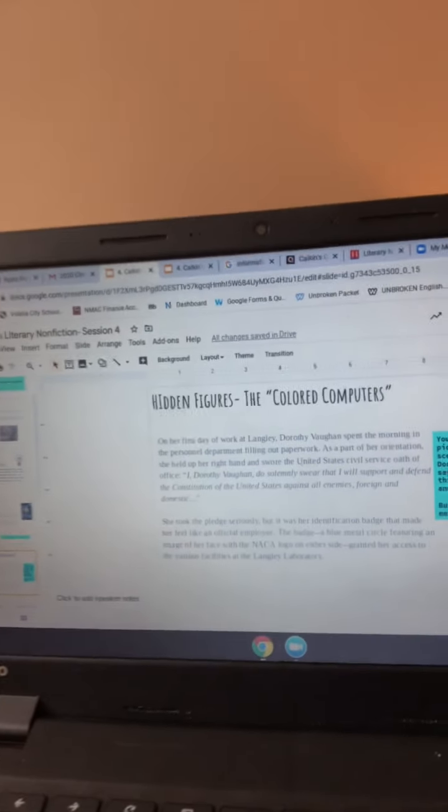In Hidden Figures, the story about the African American women who helped launch people into space, this first part is talking about Dorothy, the main character. She's filling out paperwork. She's getting sworn in. It tells what she says. It says that she took the pledge seriously. So all of those, is that informational or is that telling us a story? It's telling us a story. It's telling her what she's thinking, what she's feeling, what she's saying. So all of that would be story. It'd be narrative.